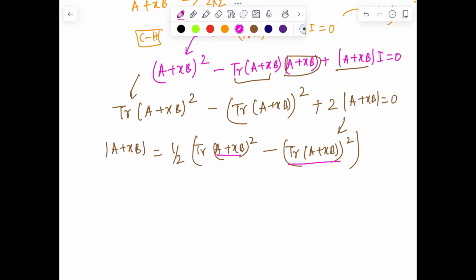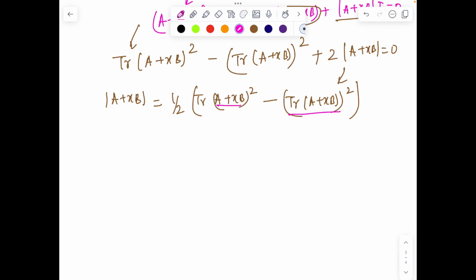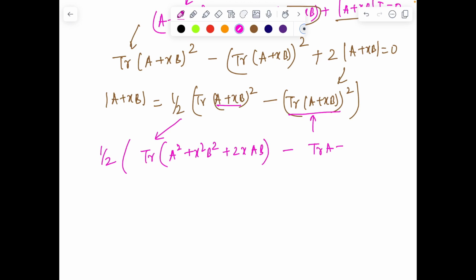So this is the trace of the square of the matrix A + xB, but this is the trace of A + xB and then the square of that. So it is some number. Let's say trace of A + xB is 4, then the square is 16. But if the trace of A + xB is 4, then the trace of (A + xB)² will be something else, and that we have to find. Now we can decode this. So it's half times trace of A² + x²B² + 2xAB, order matters, minus this is trace of A + x times trace of B, because trace is linear, so we can reduce this like this.